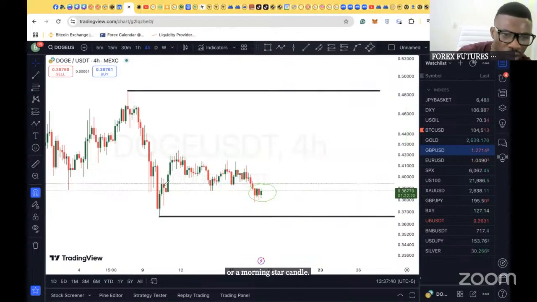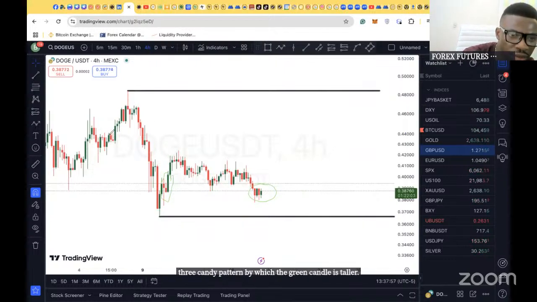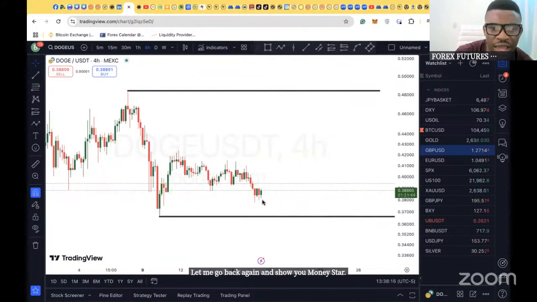What is a morning star candle? Look at it, 1, 2, 3. A three-candle pattern in which the green candle is taller. That is a morning star candle. This is also a morning star, 1, 2, 3. You see this green candle? Even though it's not too tall, at least the three of them put together, red candle, green candle, green candle, is also a morning star. We need to see a bullish engulfing or a morning star to give us our signal to buy.